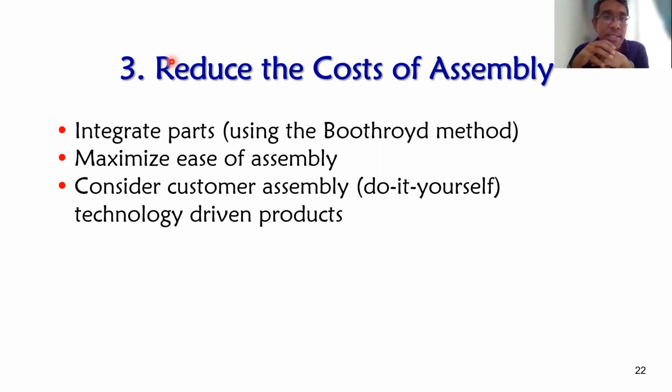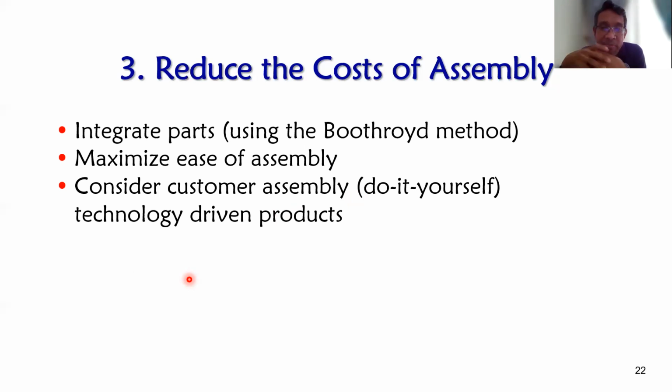And then number 3 is do it yourself. Consider customer assembly. Customers may tolerate completing some of the product assembly by themselves, especially if it is a technical product, a technology-driven product. So nowadays, when we buy something, they have do-it-yourself. We have the product already half assembled. We need to assemble it on our own.